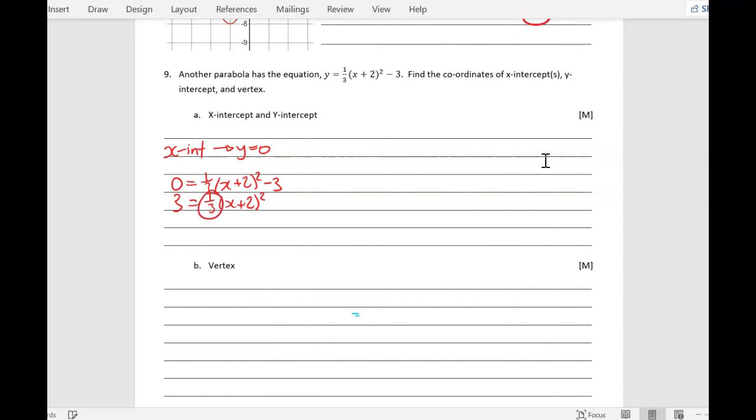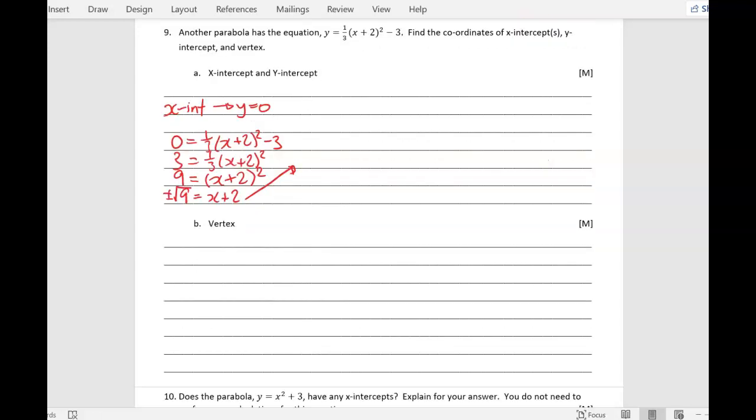That 1/3 is the same as divide by 3. Opposite of divide by 3 is times 3. So we're going to go 9 equals (x plus 2) squared. We're then going to plus or minus the square root of 9 equals x plus 2. That square root of 9 becomes plus or minus 3 equals x plus 2. We're then going to go minus 2, minus 2. So it's going to be -2 plus or minus 3 equals x.